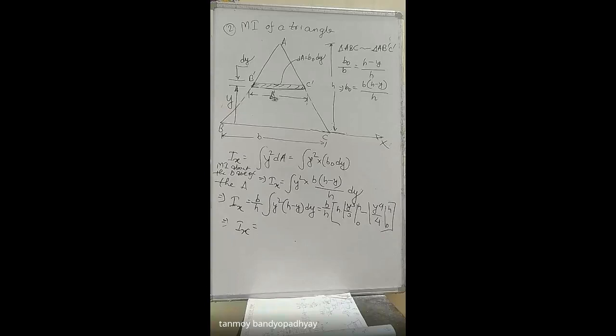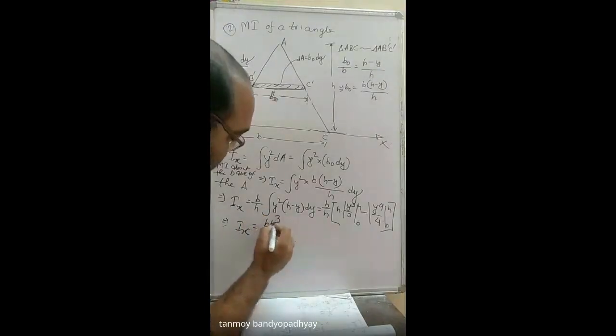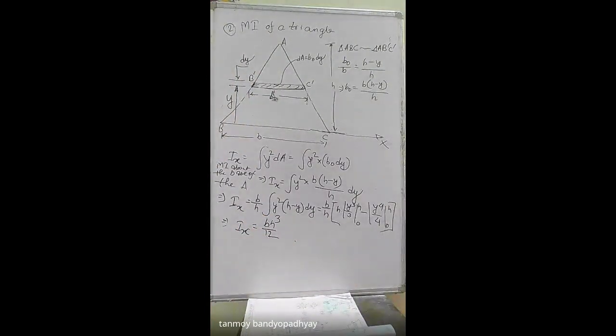Sir, it's coming to be b h cube by 12. Exactly. So it is b h cube by 12.